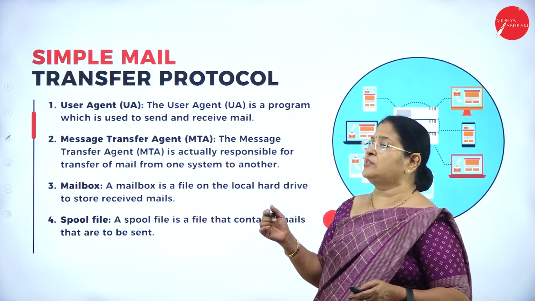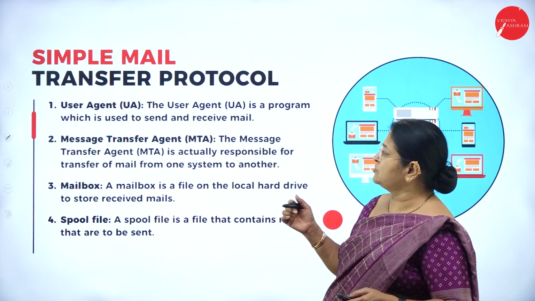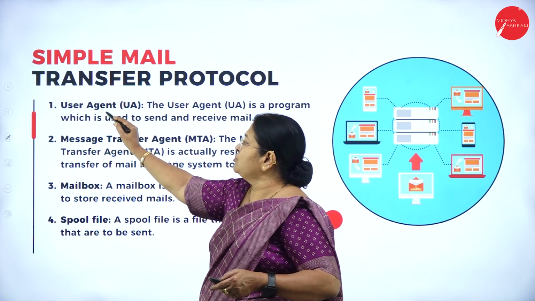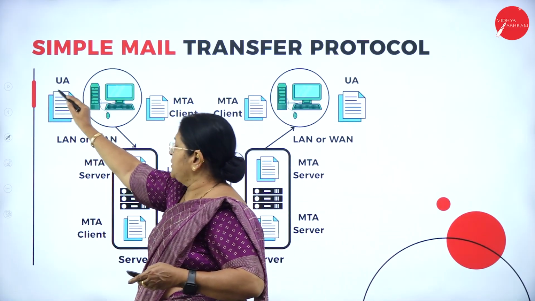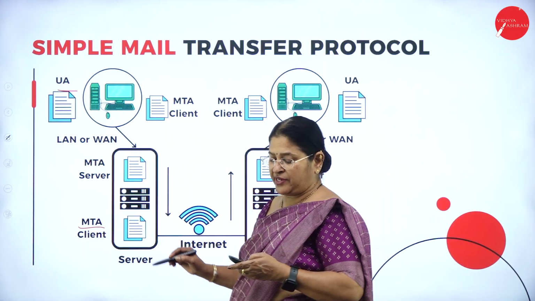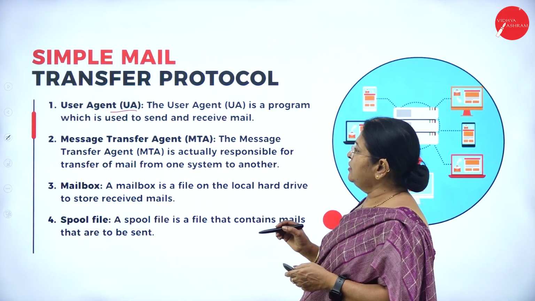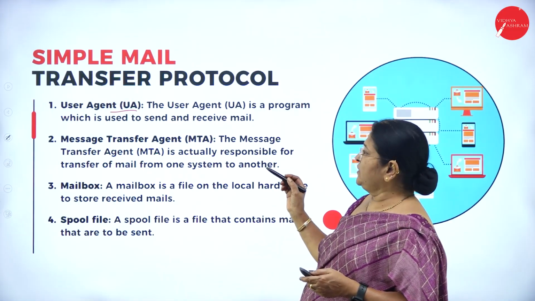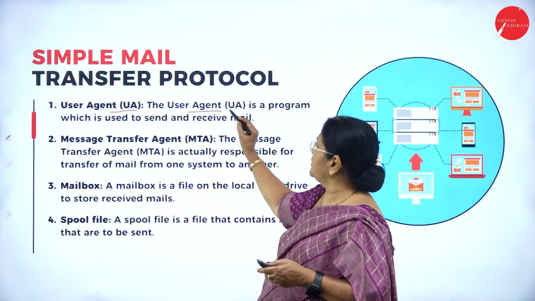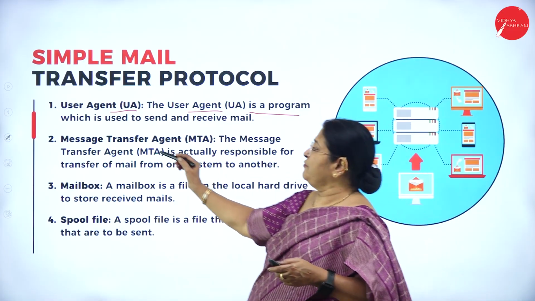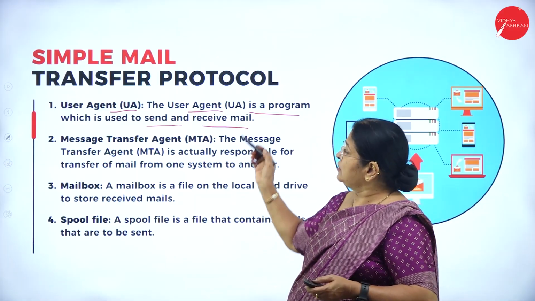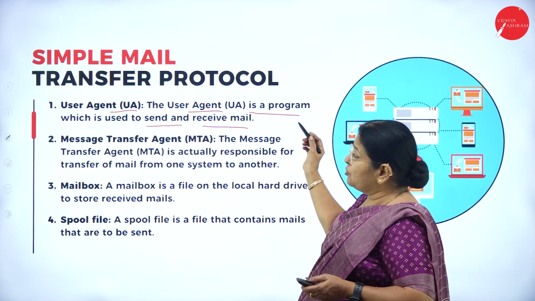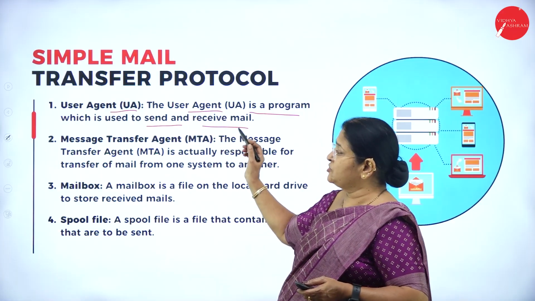So what are all the things that are involved in the Simple Mail Transfer Protocol? First one is the user agent, and then the MTA, that is message transfer agent. What do you mean by user agent? The user agent, UA, is a program which is used to send and receive mail.